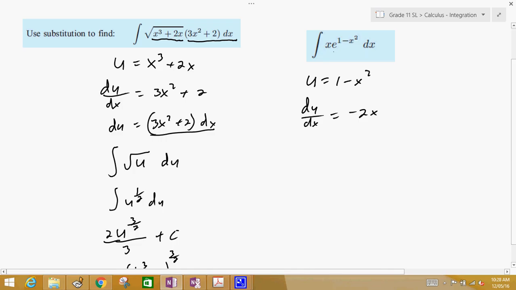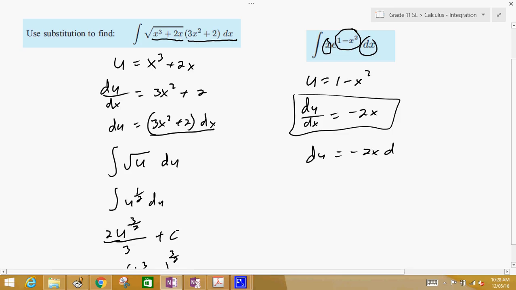But if I look at this, I've dealt with all my x's. I've got x dx. Well, this isn't x dx, so I need to change this somehow into x dx. So what I'm going to do is du is equal to negative 2x dx. Well, I've got the x dx here, I just need to get rid of this negative 2. So what I do is divide both sides by negative 2. I get negative 1/2 du is equal to x dx. And now I've got everything that I want.